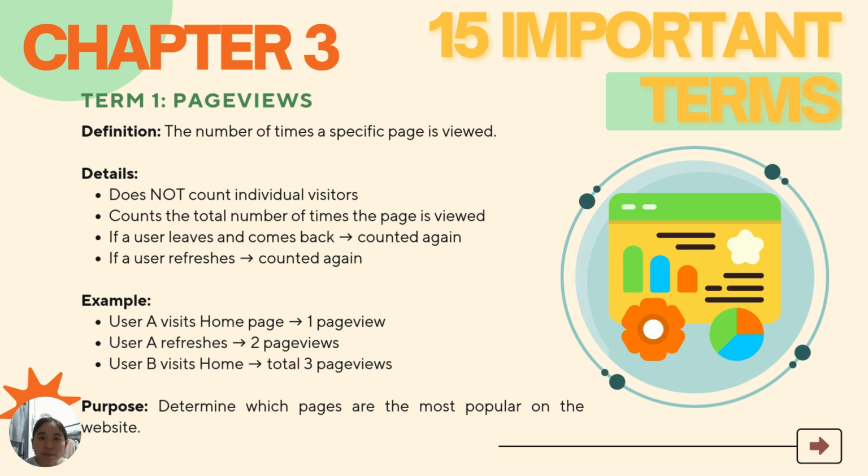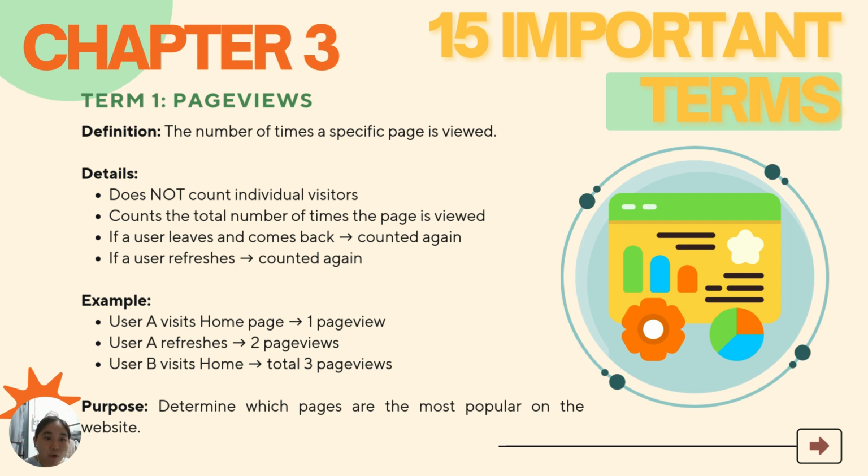Chapter 3 is 15 important terms. Term 1 is page views. The definition is that a page view is the number of times a specific page is viewed. It doesn't count individual visitors. It counts the total number of times the page is viewed. And if a user leaves and comes back, it will count again. Or if a user refreshes, it also counts again.